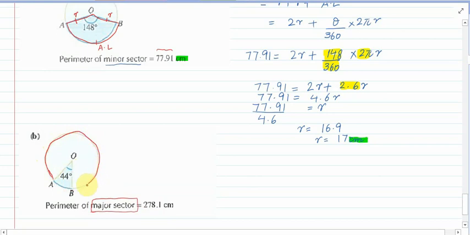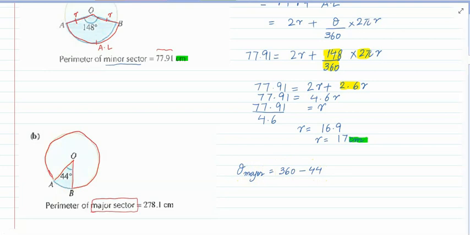And if I highlight all the boundaries for perimeter, so those are the boundaries for perimeter. So first thing, you need to find the angle of major sector, right? So it will be 360 minus 44. So 360 minus 44 is, I guess, 316. Yes, it's 316 degrees. That is the angle of major sector, right?